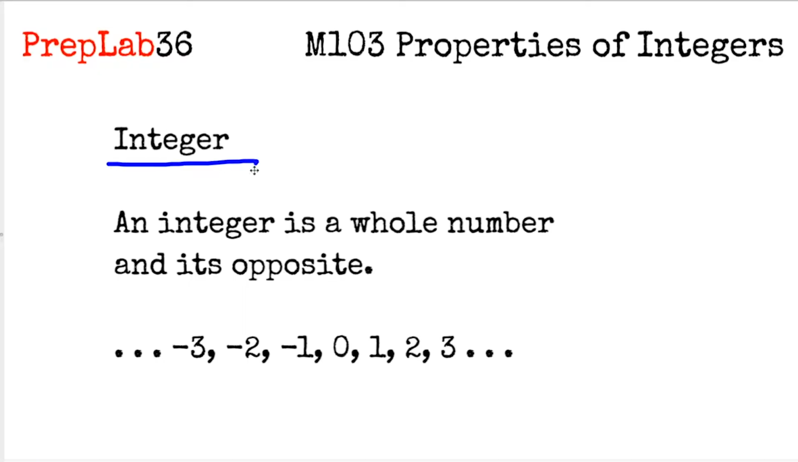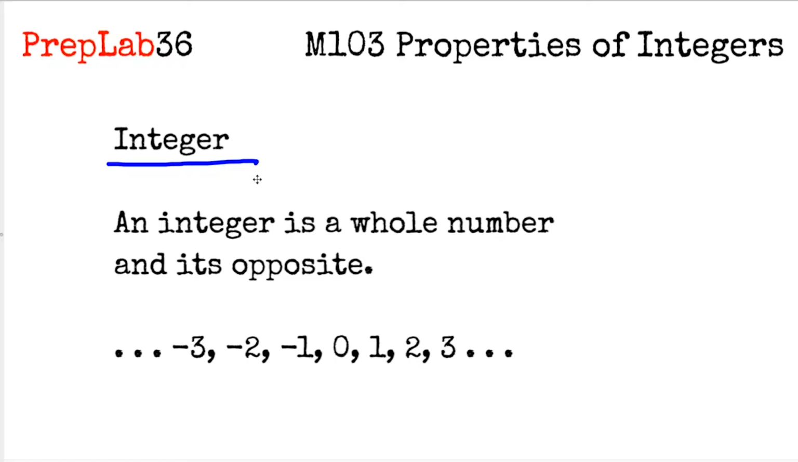What's an integer? An integer is a whole number and its opposites. They are numbers without fractions or decimals. Negative numbers, 0, and positive numbers. -3, -2, -1, 0, 1, 2, and 3. Those are the integers.